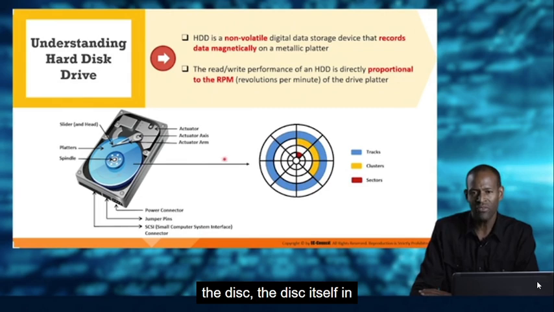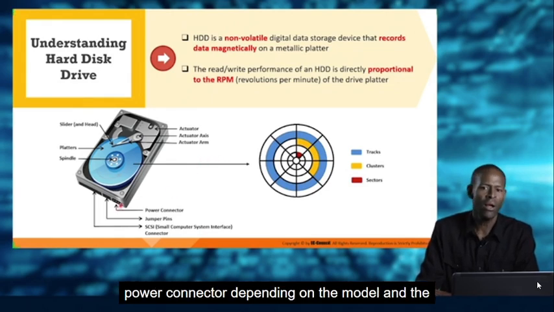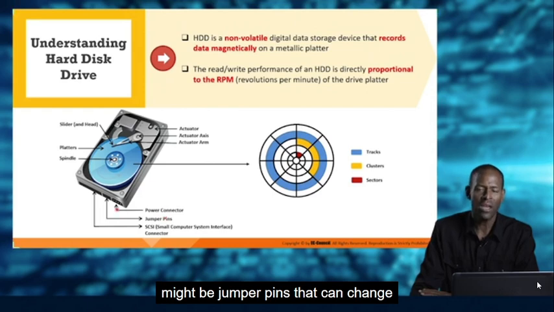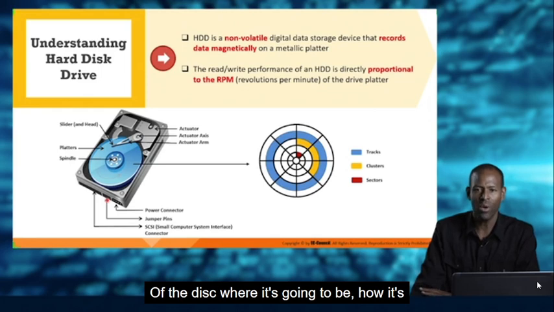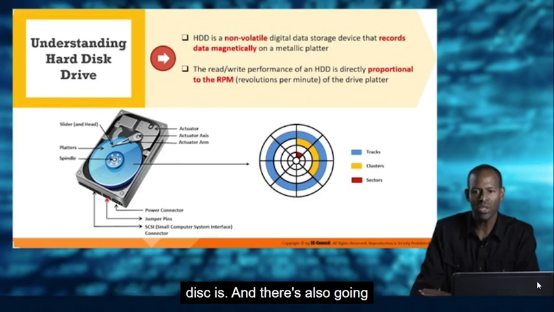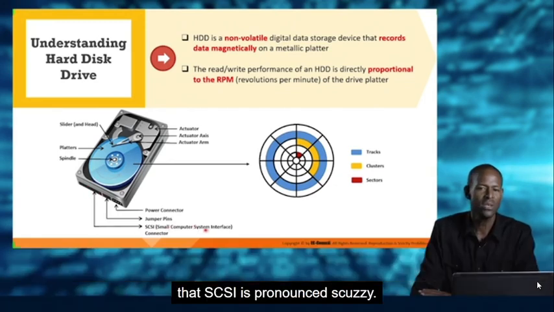The disk itself, in order to run, needs power. So there's a power connector depending on the model and the type of disk that you have. And there possibly might be jumper pins that can change the disposition of the disk, where it's going to be, how it's going to be used, etc., depending on how old the disk is. And there's also going to be an interface connector. In this case, they're talking about a SCSI connector, which is a small computer system interface. That SCSI is pronounced "scuzzy."